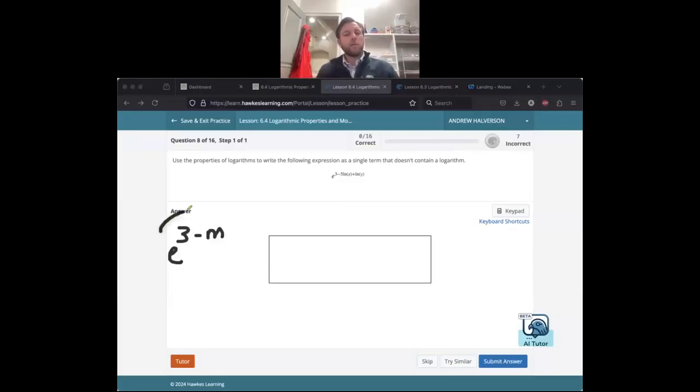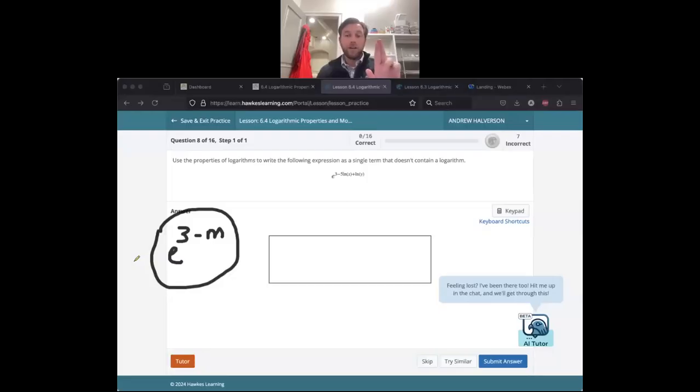How would I rewrite this using my rules of exponents? Remember, those are the product rule, quotient rule, power rule. When you multiply the same base, you add the exponents. When you divide the same base, you subtract the exponents. And when you have a power of a power, you multiply the exponents. Well, guess what? Those rules go in reverse too.